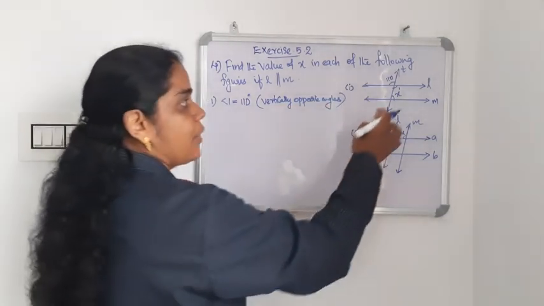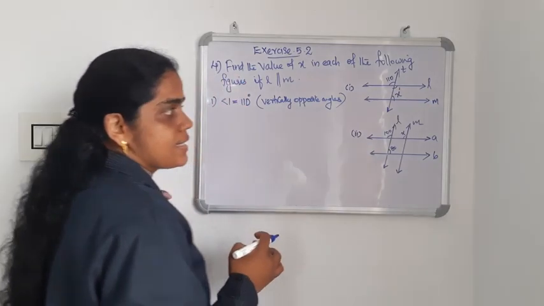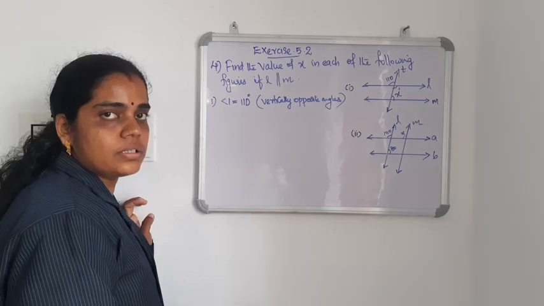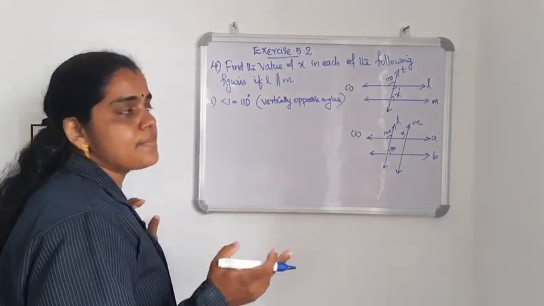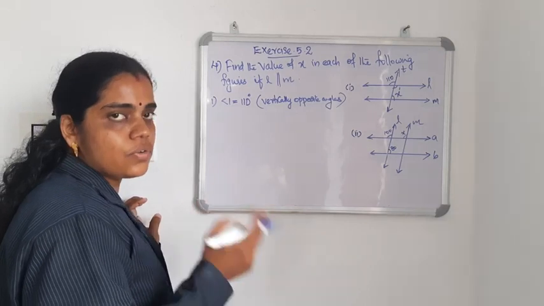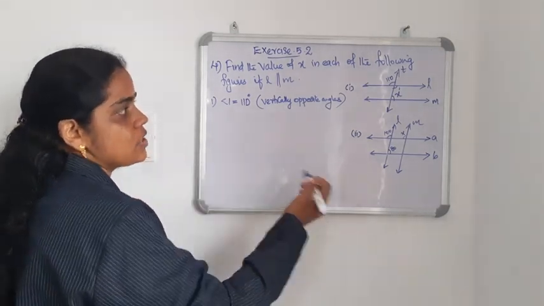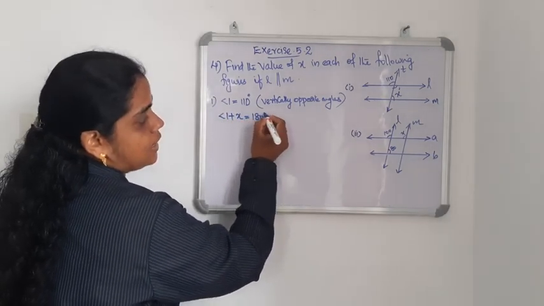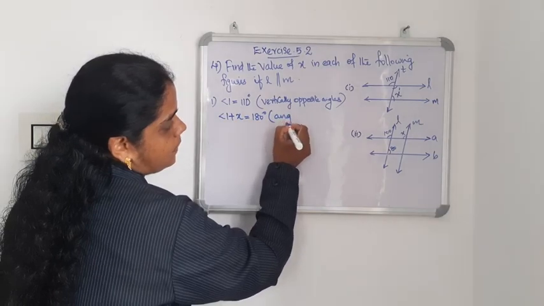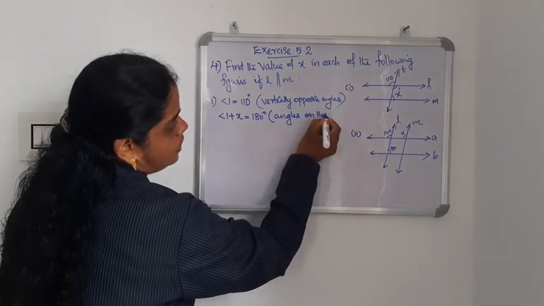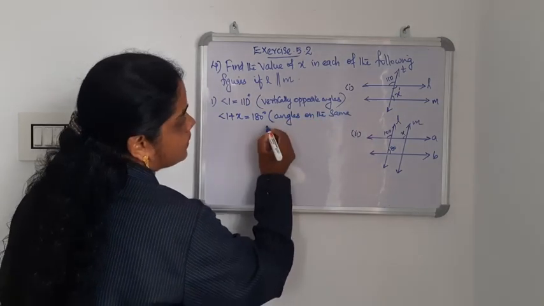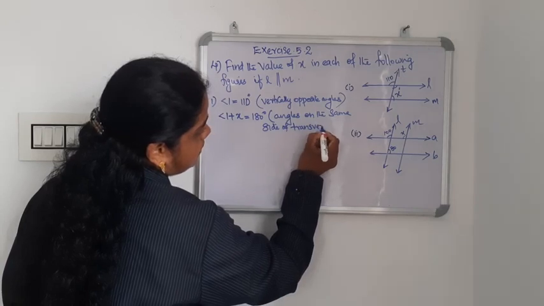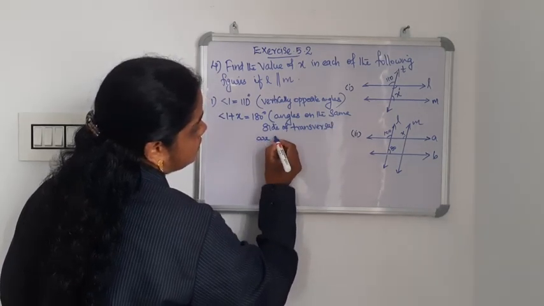Okay, then now we got this is 110 and here it is x. So which rule can we apply here? These two angles, what is the name of these two angles? They are angles on the same side of the transversal, that form supplementary angles. That we already studied. So next step, angle 1 plus x equal to 180 degree, because angles on the same side of the transversal are supplementary.